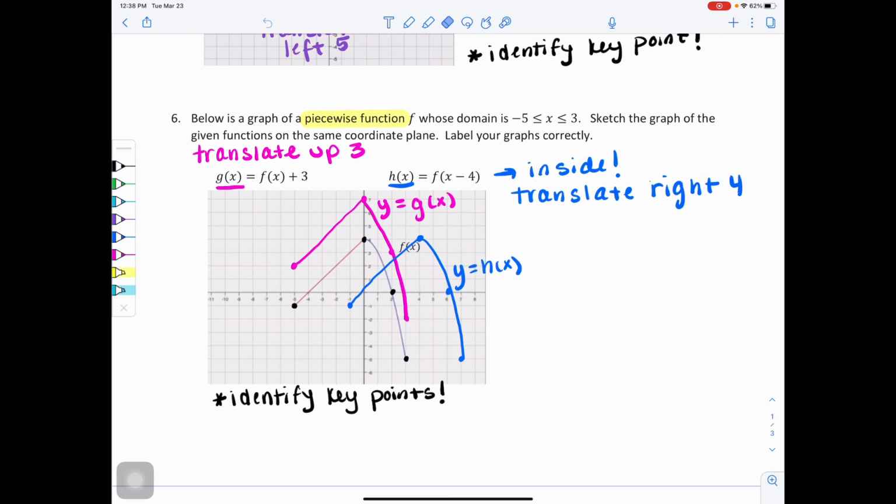Now, when you go to create the sketch, it's helpful to identify some key points. So there's actually 4 key points I feel were helpful to create these graphs, and you can see them there on the original f of x parent function. And then I can take each of those points and translate them accordingly to what I decided when I looked at the functions.